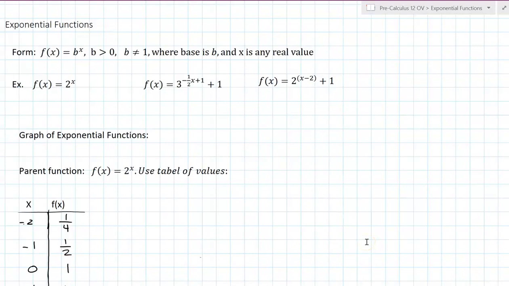Okay, let's go through exponential functions. This is the first time you're going to see this. First, let's talk about the form.